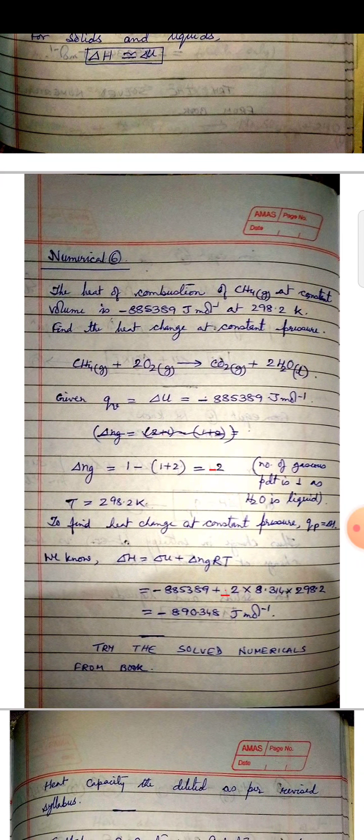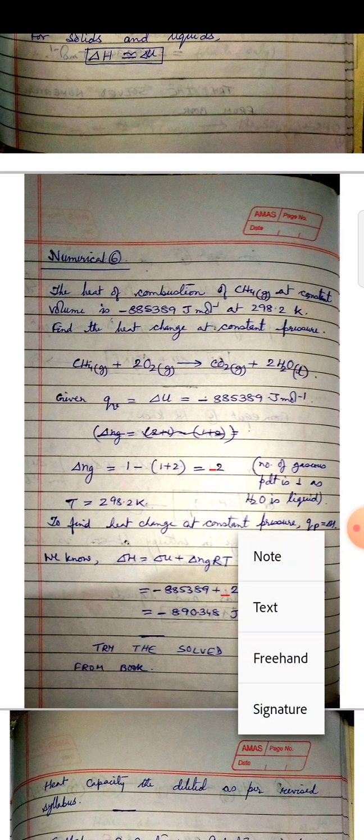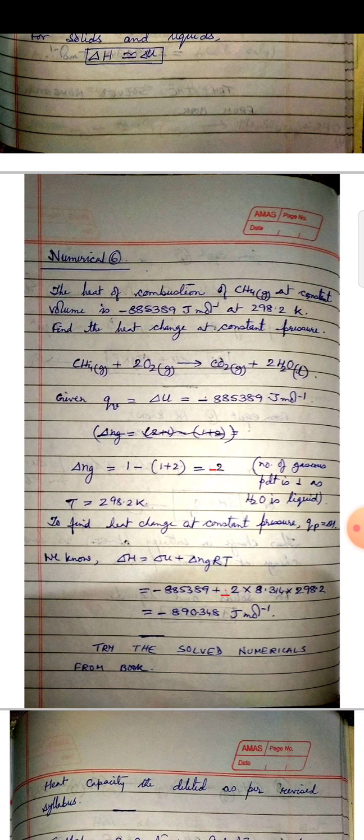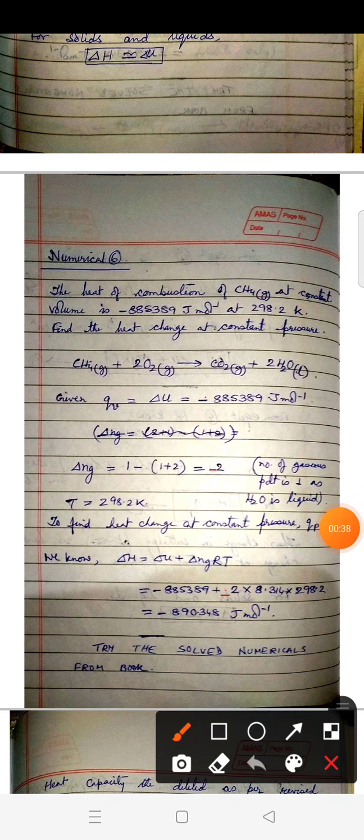You have been given heat of combustion. That means when methane burns in oxygen, a certain amount of heat is evolved and that amount of heat is given here. But remember, it is happening at constant volume. Now, from the first law of thermodynamics, we know that heat change at constant volume is nothing but change in internal energy. That means this value which is given to us can be correlated to delta U.